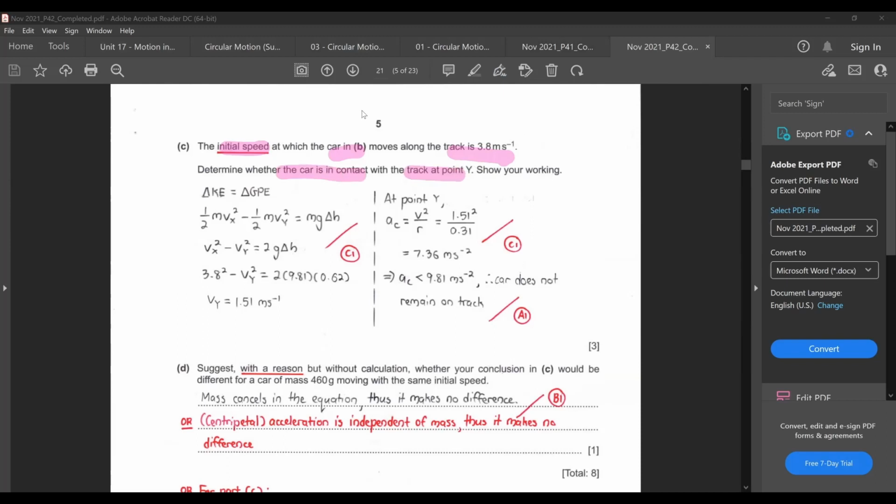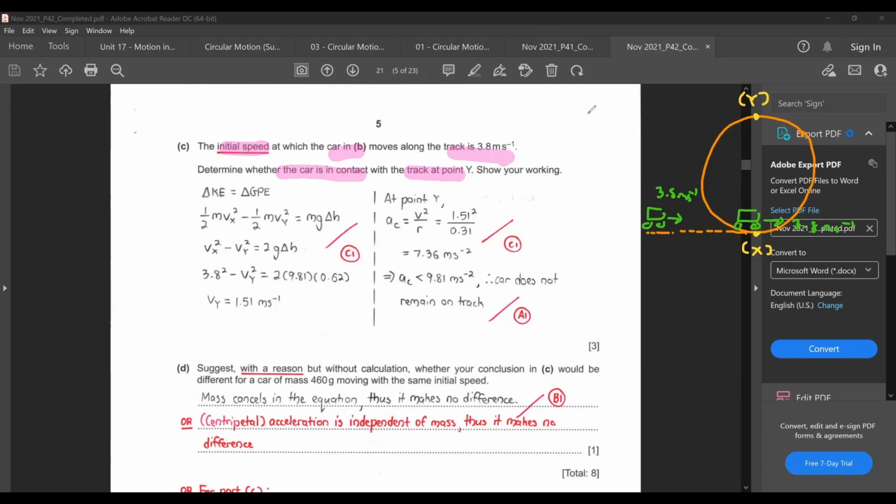Show your working. So here just now they tell you this is your track. And then they tell you your car was moving at 3.8 meters per second along the horizontal track with this initial speed. But because your track is frictionless in the first place, you can also just say that when your car reaches the bottom of the circular track, it will also be at 3.8 meters per second. So this one is your position X. Then it wants to go up to position Y.